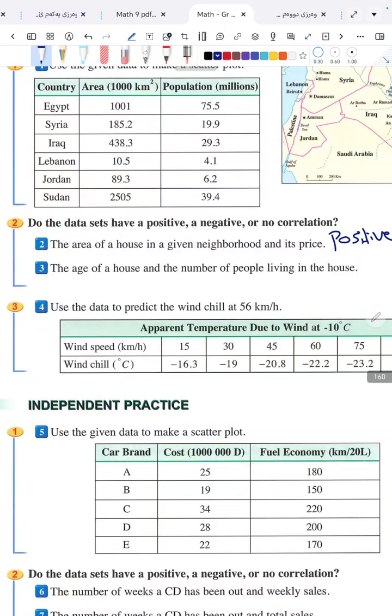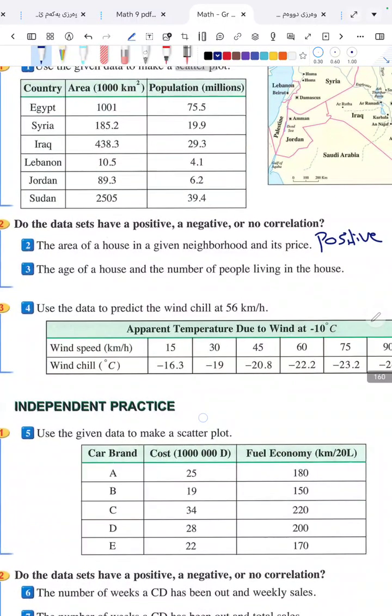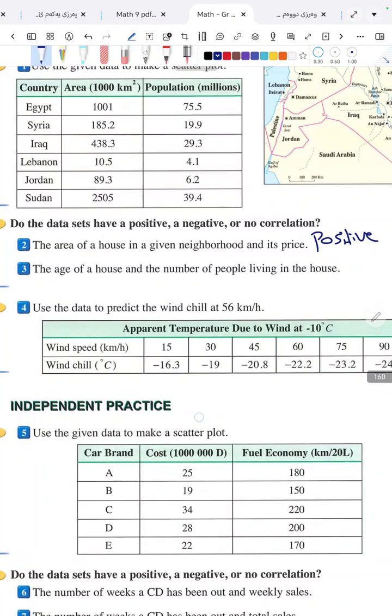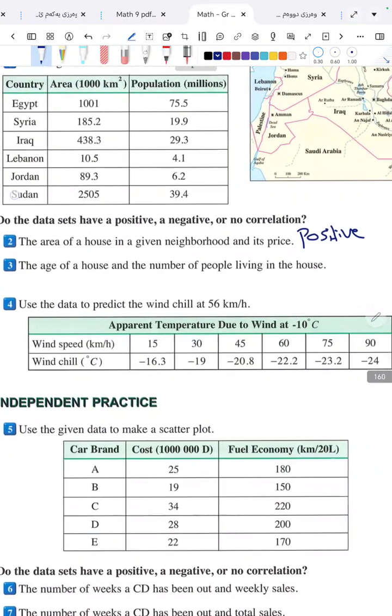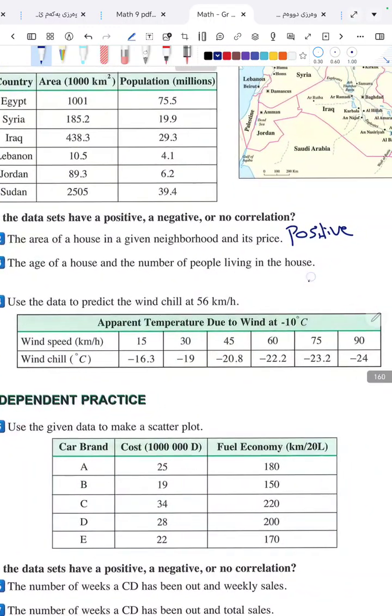The next one, question 3: the age of a house and the number of people living in the house. This one has no correlation. Why? Because an older or newer house does not tell us how many people live in it.